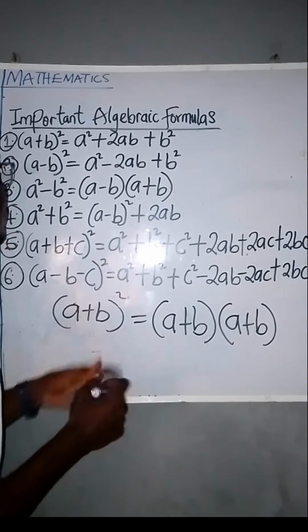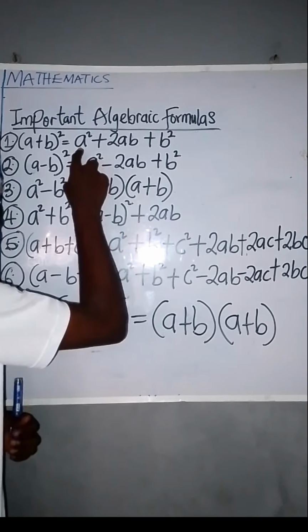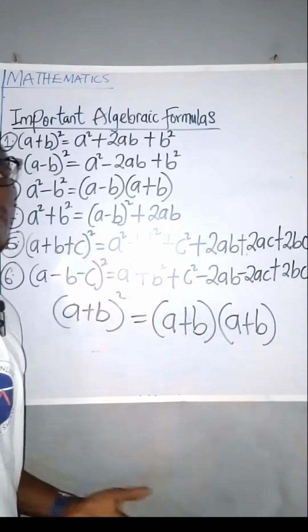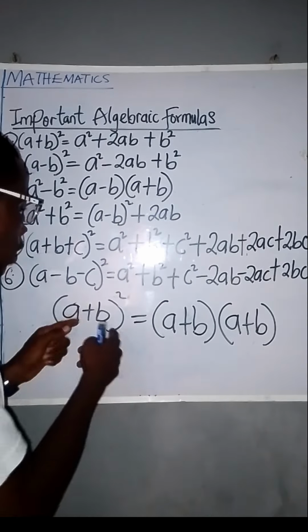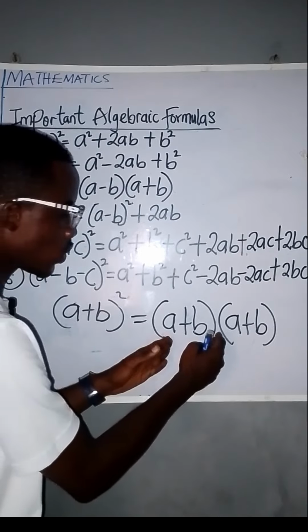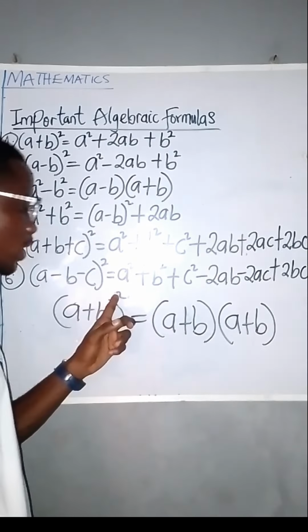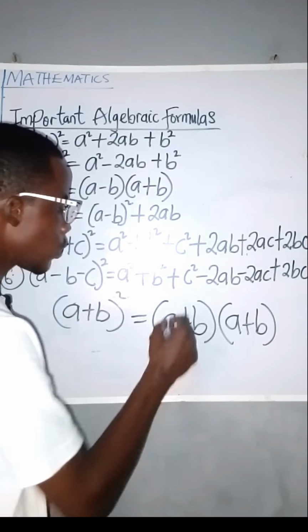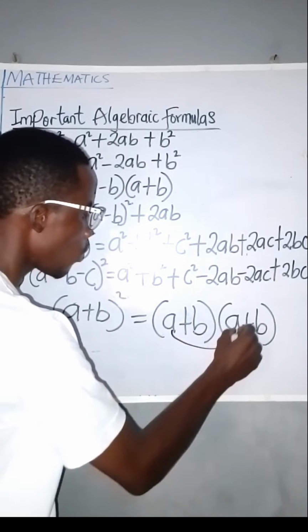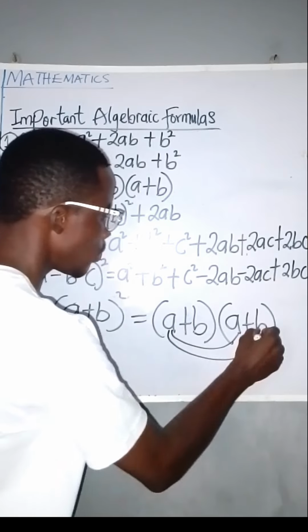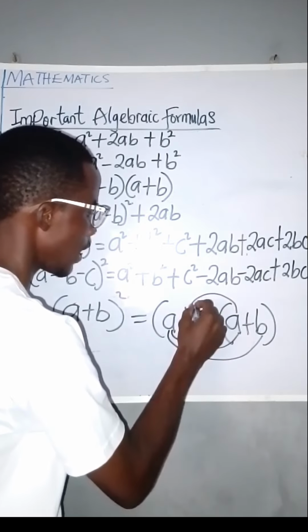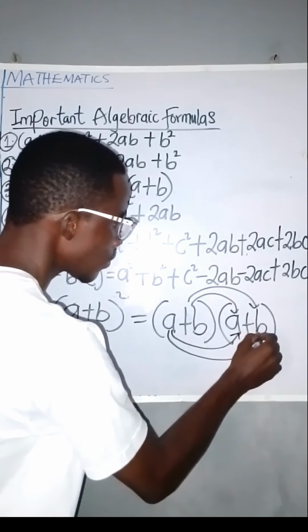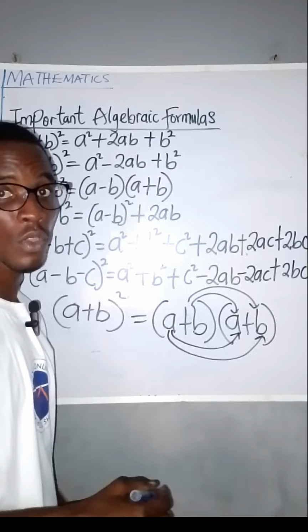So the algebraic formula for number 1 says (a plus b) squared is the same thing as a squared plus 2ab plus b squared. How do they arrive at that? I'll be solving it now. Since you have square here, this bracket and this bracket appear in 2 places because of the power 2. So for me to open this bracket, the a will open the first a and the a will also open the b. Then the b will open the first a, and this b will also open the second b. So the first bracket opens the second bracket.